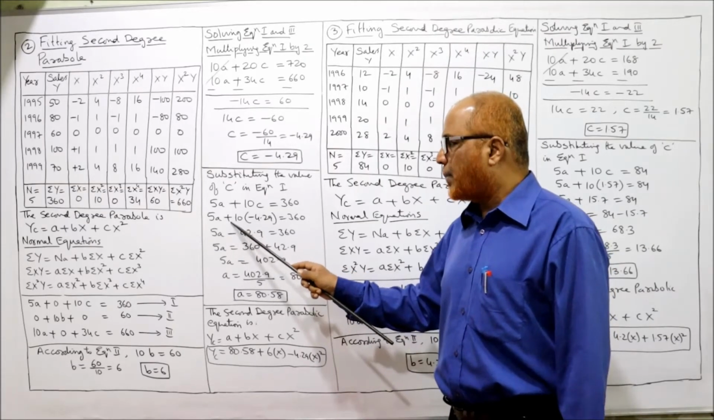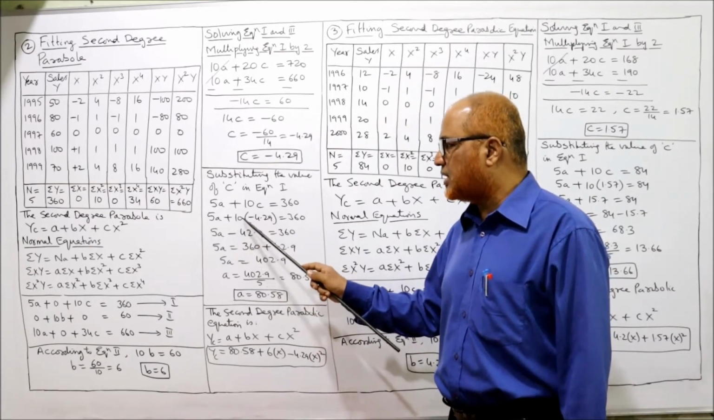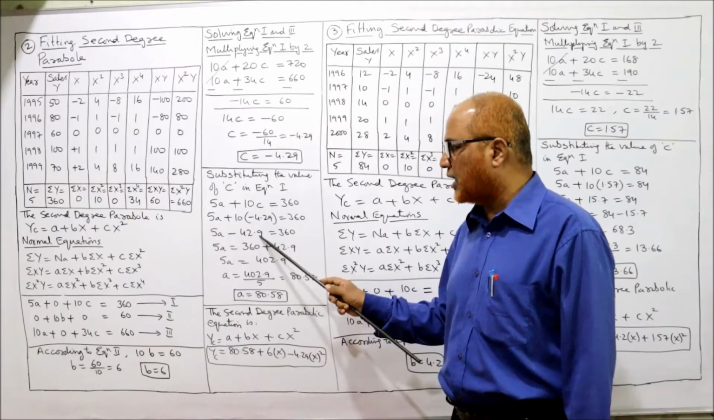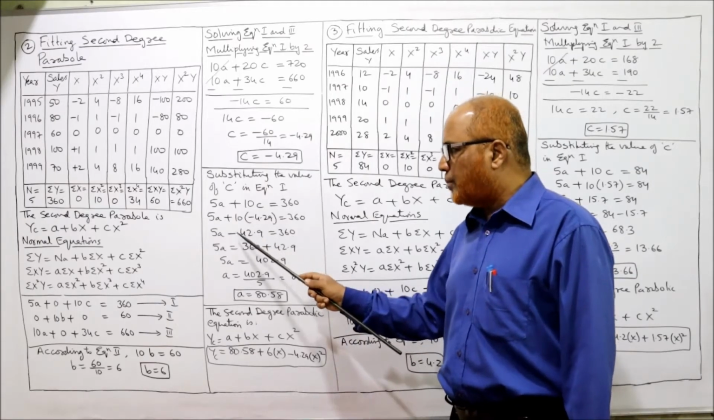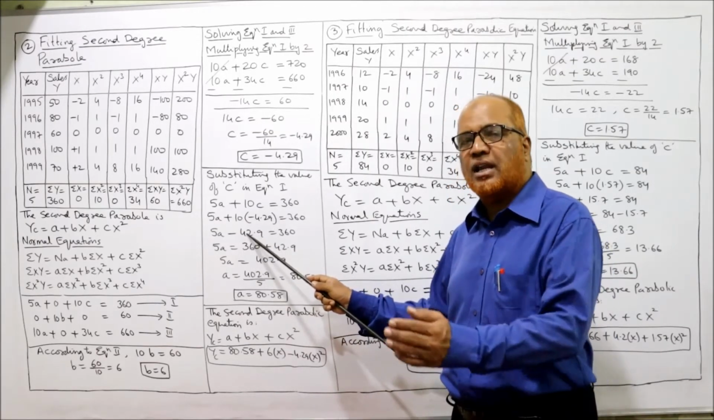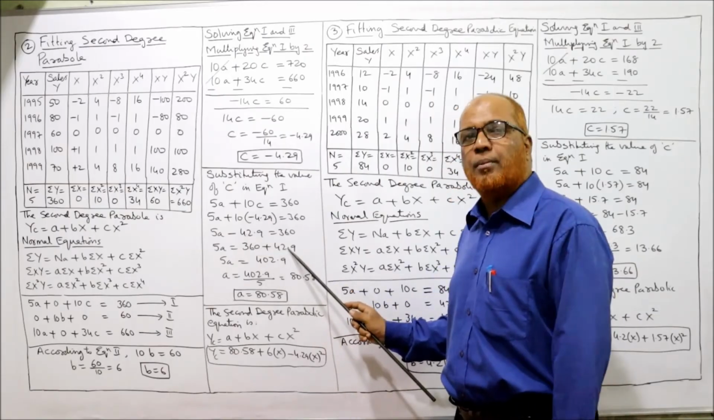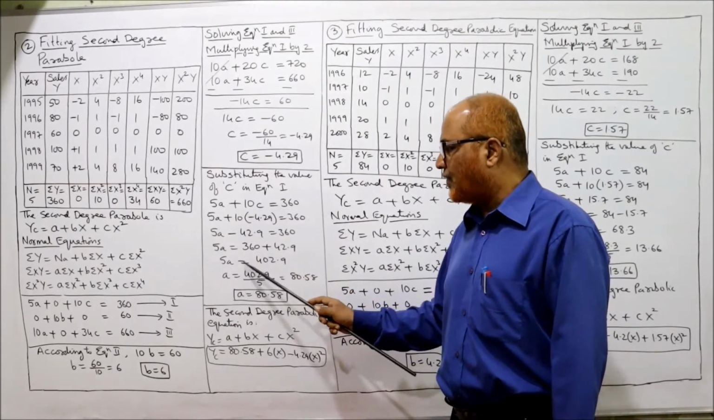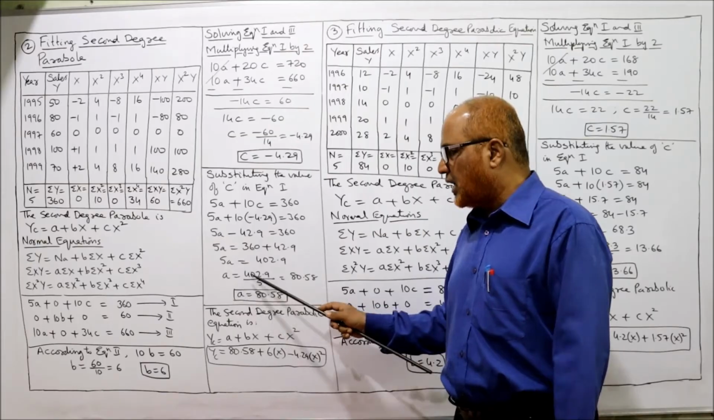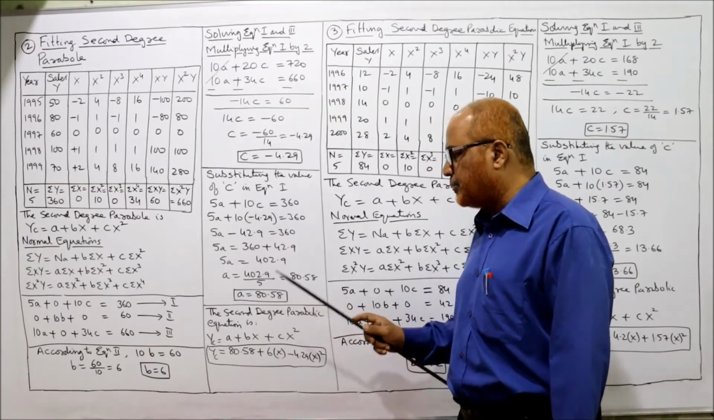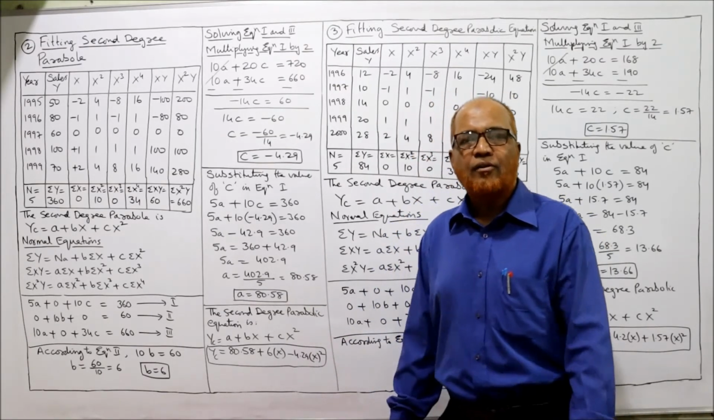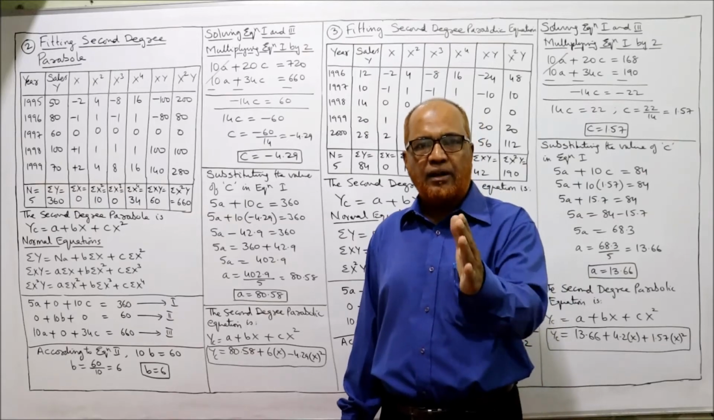So 5A plus, into minus will become minus, 10 into 4.29, 42.9 is equal to 360. Now bring this minus 42.9 to RHS. So it will become plus 42.9. So 5A is equal to 402.9. A is equal to 402.9 by 5, 80.58. That's all. We got A, we got B, we got C.